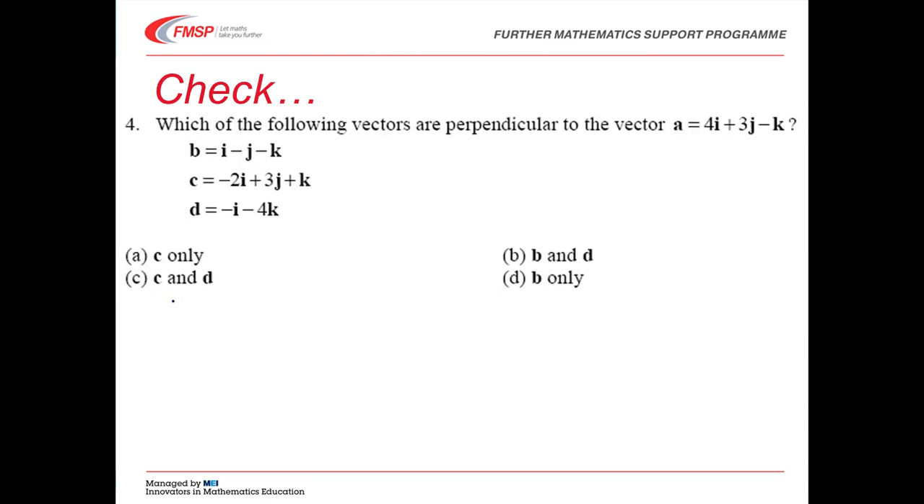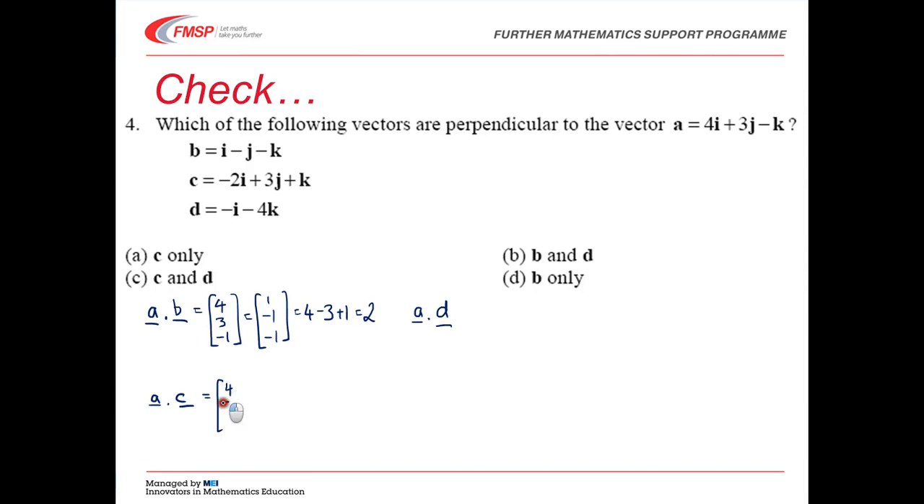Okay, pause the video and have a go at this one. Right, we're asked which of the following vectors are perpendicular to that vector A. So what we need to do is to work out A dot B, and then A dot C, and then A dot D, and see what we get. So A is 4, 3, minus 1, and we're going to dot that with B, which is 1, minus 1, minus 1, and that's 4 minus 3 plus 1, which is 2. So those are not perpendicular.